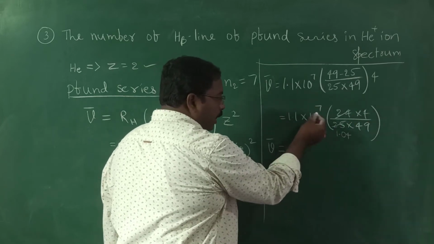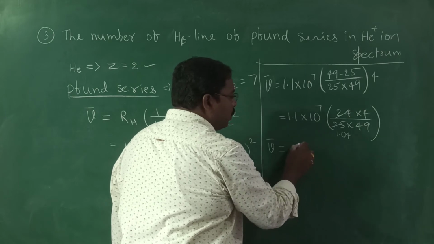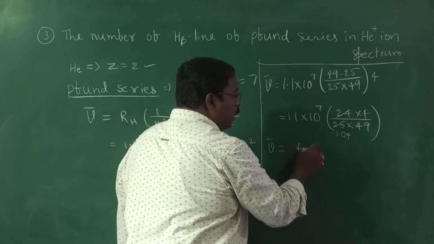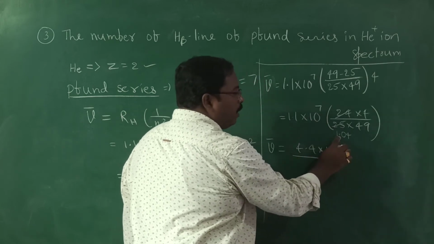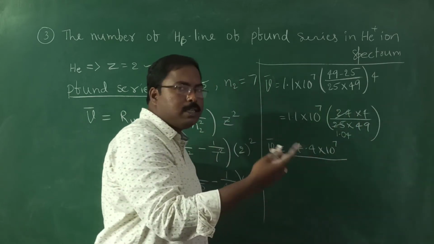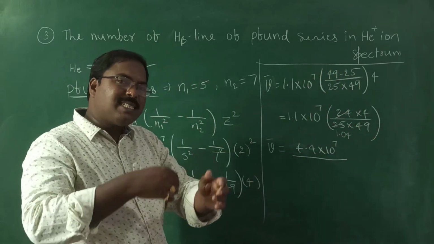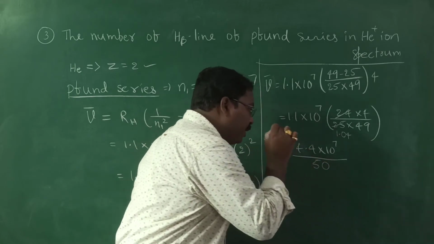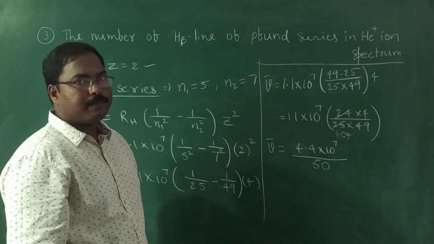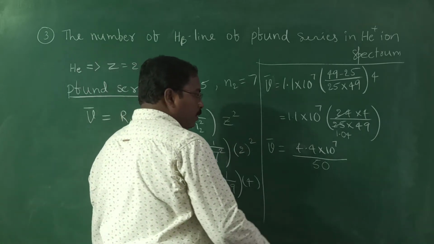Look at that. I will write, then we will come to know. 1.1 into 4, I am writing it as 4.4 into 10 to the power 7 divided by 1 into 49 is 49. So 1.04 into 49, just more than 49. Approximately I have taken it as 50. Okay? For simplification, from a calculation point of view.